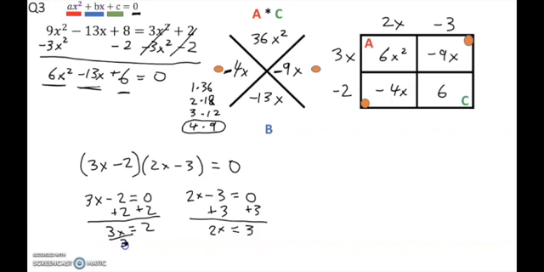Now next we're going to divide both sides by 3 on this one and divide both sides by 2 on this one. Canceling out the 3's, we have x is equal to 2 over 3. And then we also have x is equal to 3 over 2. Two answers.